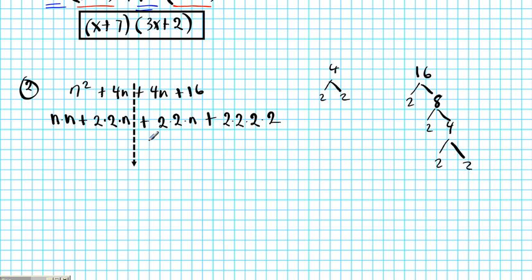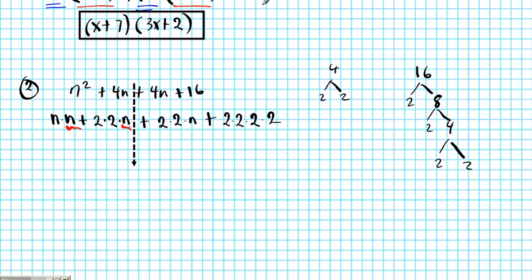Okay? So let's focus on the first two on the left side of our partition. What's common? You notice that n is common. So n and n are common. So what am I going to do?